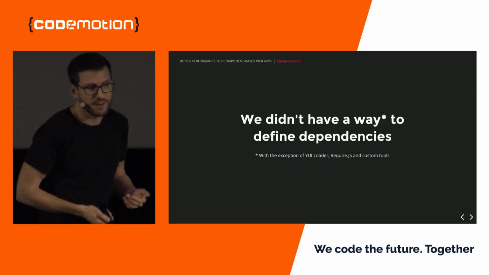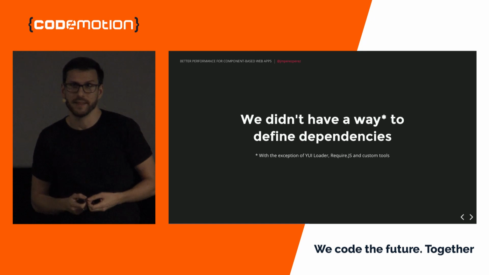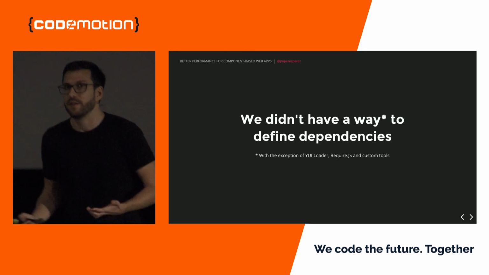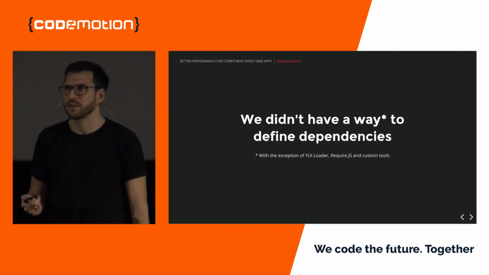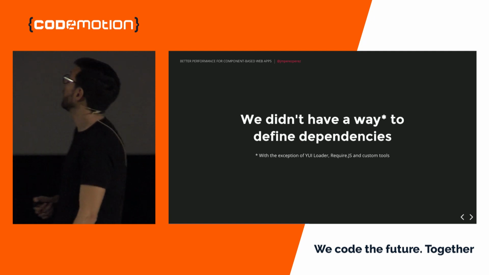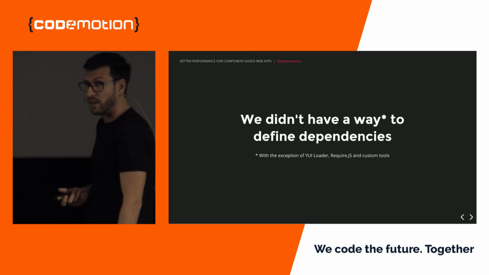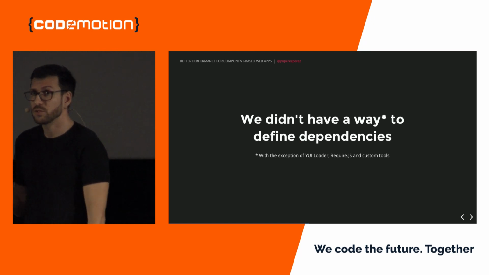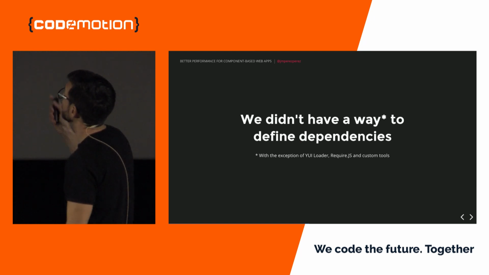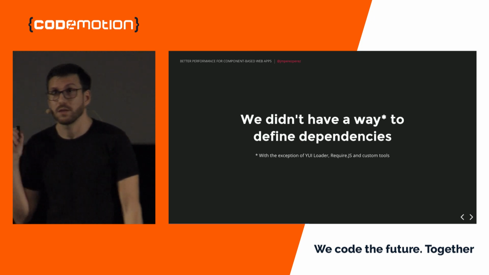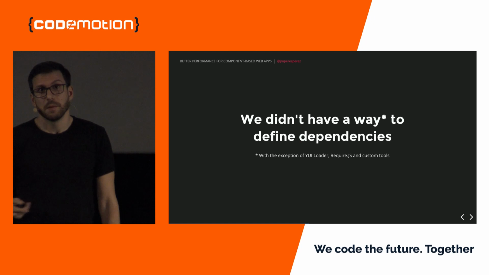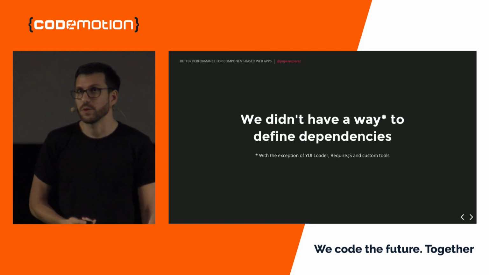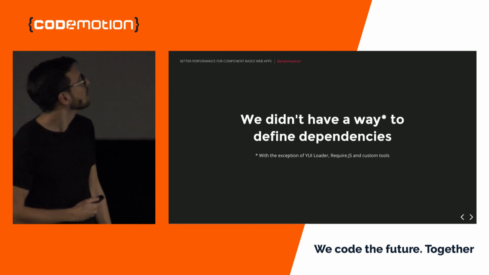So we didn't really have any good way of defining dependencies. Well, there was, but not that many people were using it. There was something called require.js and YUI loader, which is something I used to work at, and we started at some point using a loader like YUI loader, and that was a relief. But almost no one in the community was using something like that.